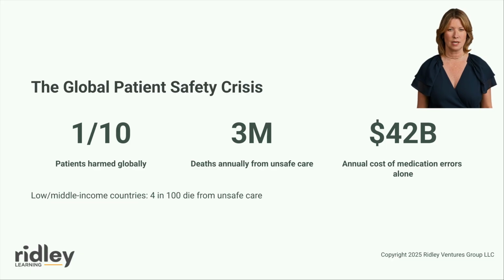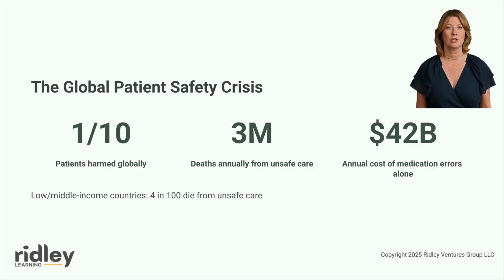Globally, the World Health Organization has identified patient harm as the 14th leading cause of the global disease burden, comparable to diseases such as tuberculosis and malaria. The figures are stark. Around 1 in every 10 patients is harmed while receiving healthcare, and more than 3 million deaths occur annually as a direct result of unsafe care. In low and middle income countries, the situation is even more critical, with estimates suggesting that as many as 4 in 100 people die from unsafe care, and 2.6 million of these deaths are considered avoidable.